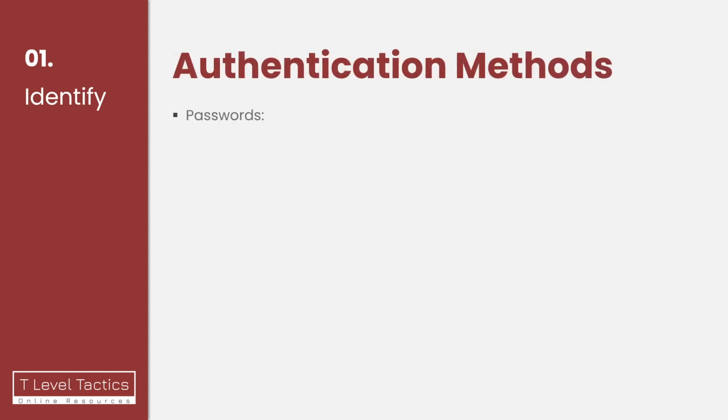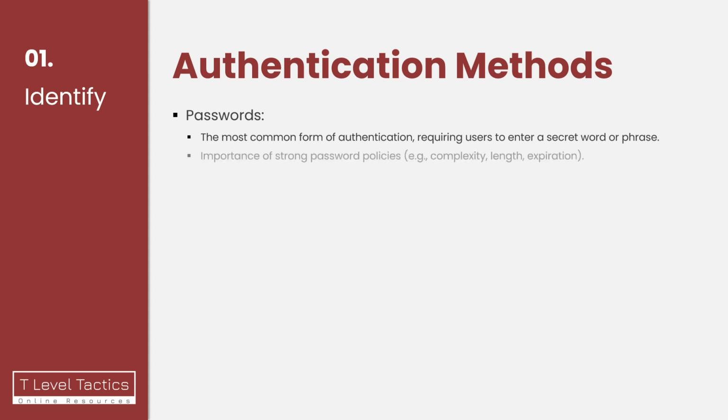Authentication methods include passwords, which is probably the most common form of authentication, requiring users to enter a secret word or phrase. And there is an importance in having strong password policies to make sure this works. Things like having complex passwords, long passwords of maybe 5 or 8 characters in length or more, and having password expiration dates to ensure that users change their passwords regularly.